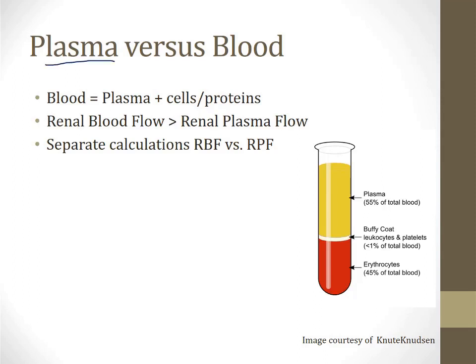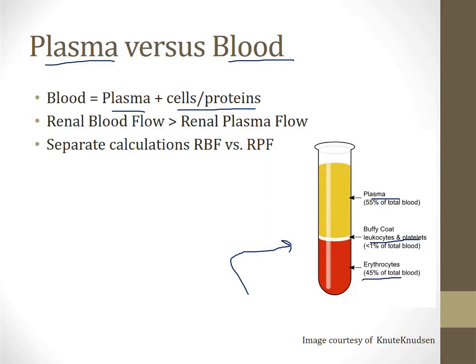about the difference between plasma and blood. So blood is plasma plus cells and protein. If you centrifuge blood, you will get something like what's shown on the screen here. About 55% of blood is plasma. There's a tiny bit that is made up of leukocytes and platelets, and then about 45% is erythrocytes.